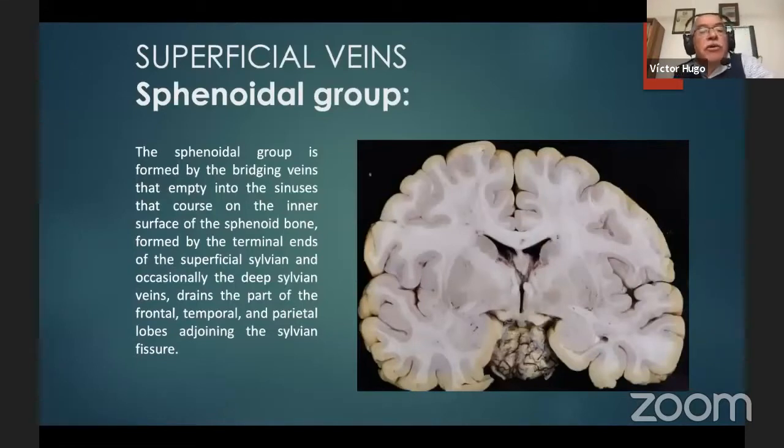The other group is sphenoidal. The sphenoidal group is formed by the bridging veins that empty into the sinuses that course on the inner surface of the sphenoid bone, formed by the terminal ends of the superficial sylvian, and occasionally the deep sylvian veins, which drain a part of the frontal, temporal, and parietal lobes adjoining the sylvian fissure.